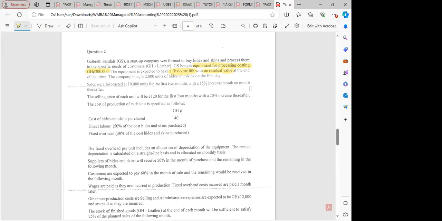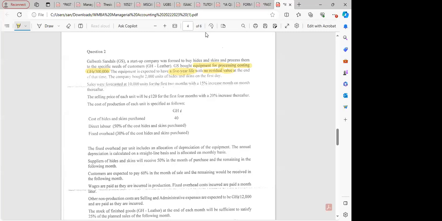We're talking about sales forecast. Sales unit. We said it becomes the first sales budget. So this information is as relevant for your sales budget. For the first 2 months, it would increase by 15%. Okay. So we have to pay attention to that information also.